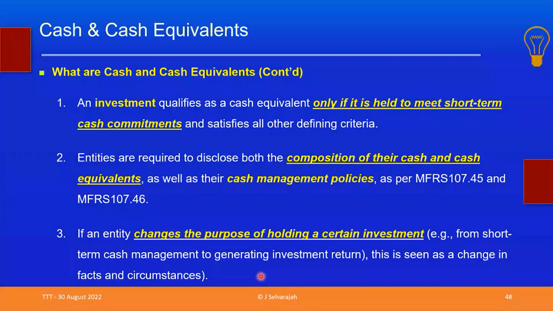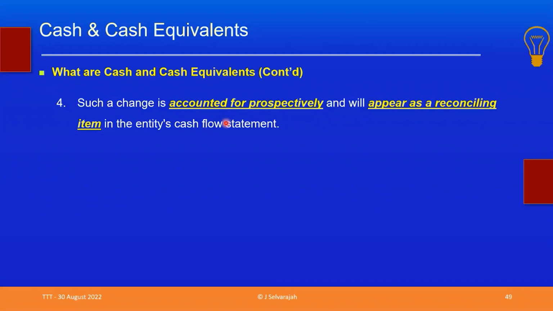This is seen as a change in the facts and the circumstances. If you change the holding from cash management to cash generating, it is different. All right. So such a change is accounted for prospectively. It will appear as a reconciling item in the cash flow statement.